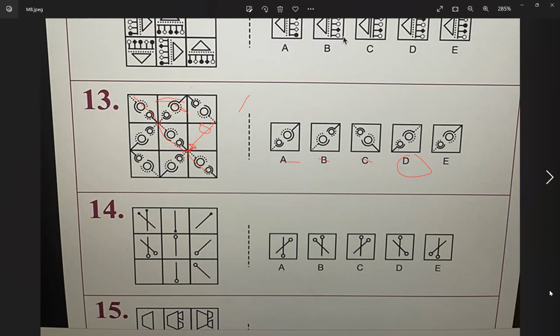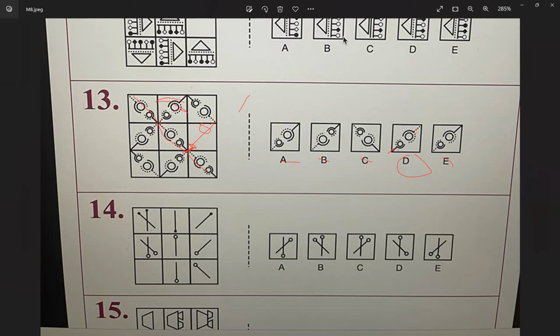Okay, and why not E? Oh yeah, I completely forgot about E. I don't think it's E because the way the lines are pointing is kind of correct, but at the same time, the shading of the lines, I think the top line is supposed to be dotted here, and then here it's supposed to be solid. So I don't think it's E either.